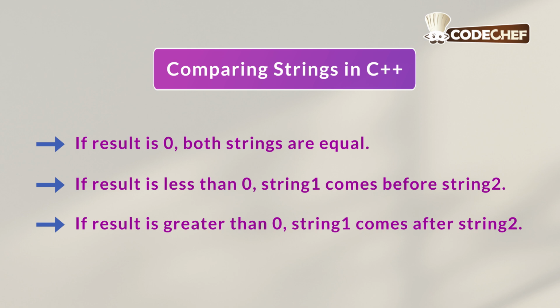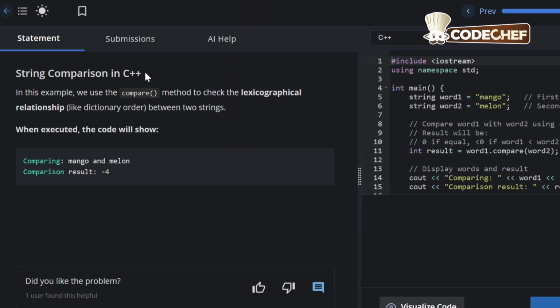Now let us go to the CodeChef platform to see an example of a program in which we are comparing strings in C++. The program objective is string comparison in C++. Expected output is comparing mango and melon, comparison result -4.